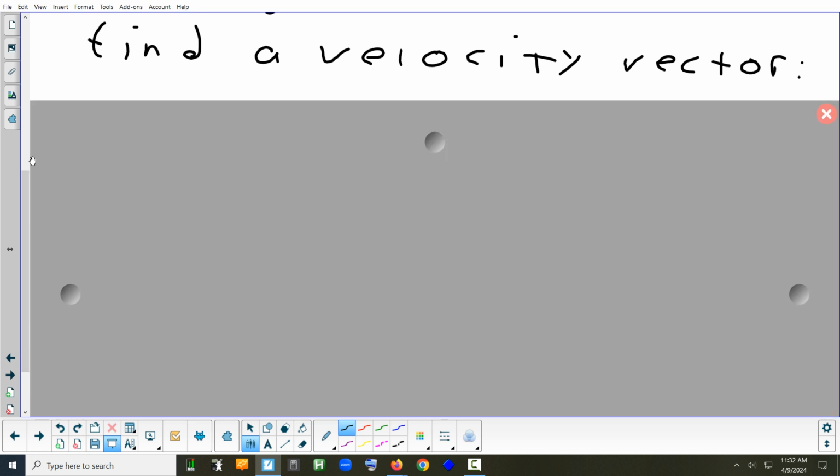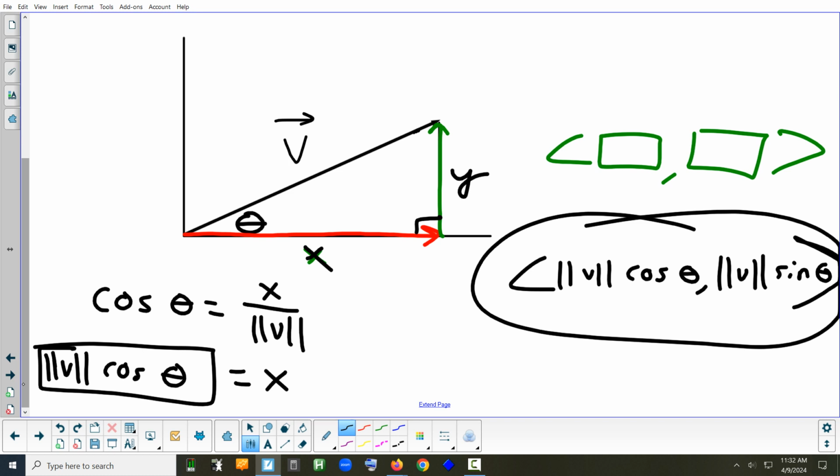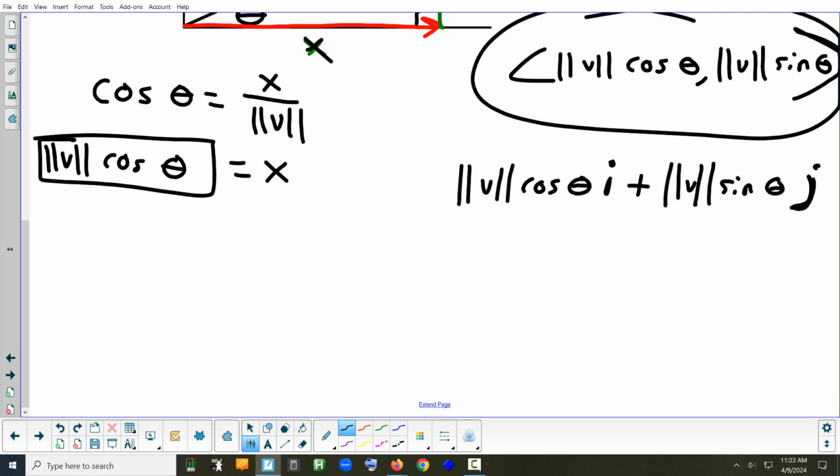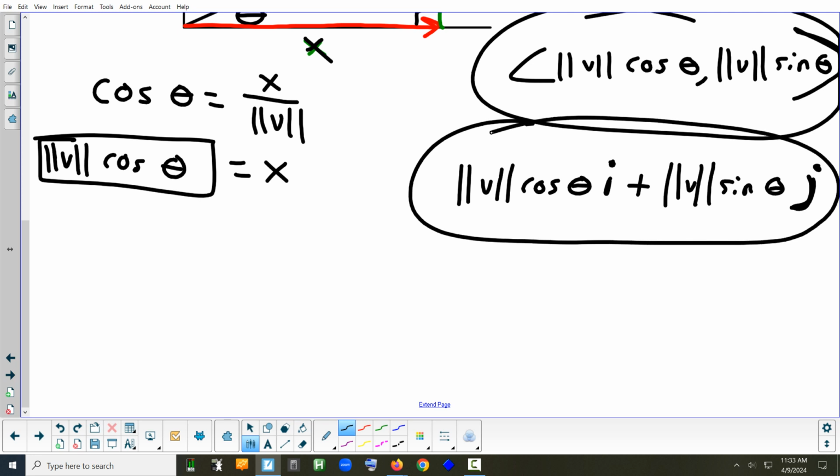All right, so, you know what? I already have it here, so let's just do it. You can write it like that as a unit vector, or you can do magnitude v cosine theta and put an i, so that'll come out to a number with an i after it. Magnitude v sine theta j. There's two different ways to write velocity vectors: just algebraic notation on the top, unit vector on the bottom.